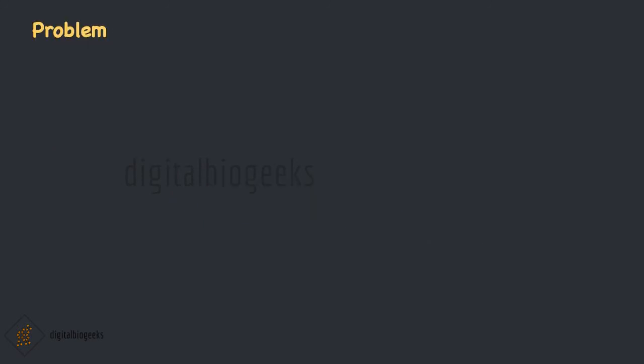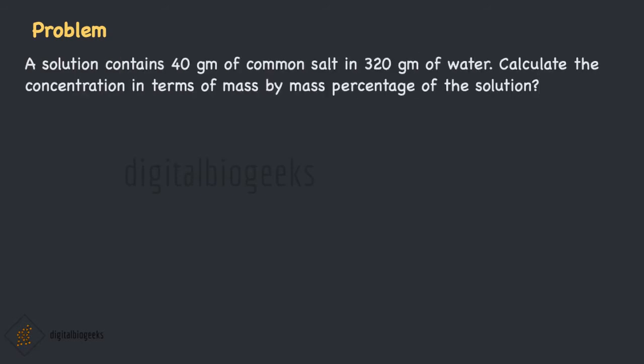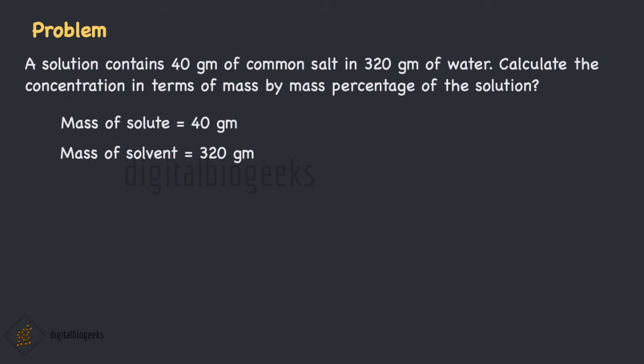Let's solve one problem related to concentration. A solution contains 40 gram of common salt in 320 gram of water. Calculate the concentration in terms of mass by mass percentage of the solution. Let's find out that. Mass of solute. Here the solute is salt, that is 40 gram. Mass of solvent, that means here the solvent is water, it is 320 gram.